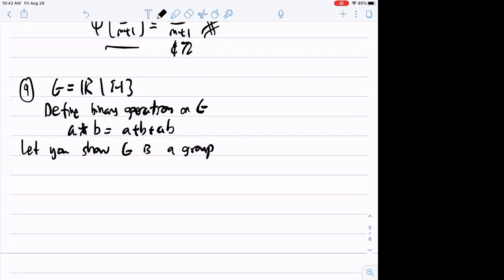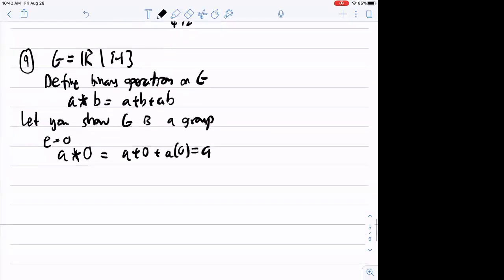So that's the first thing. Let's just think it through. 0 is still the identity, right? Because A star 0 is A plus 0 plus A times 0, which is A. So identity is still E, so E is still 0. So that's nice. And associativity is just a pain, so I'm not going to do that.